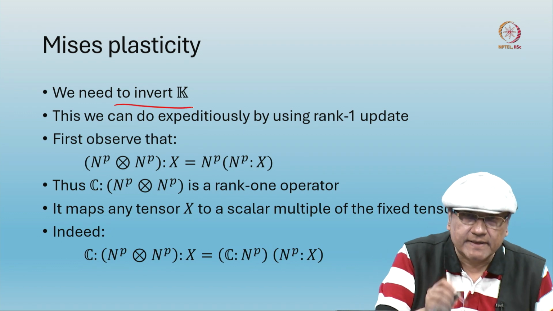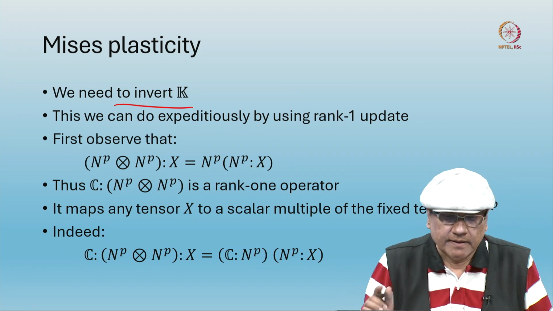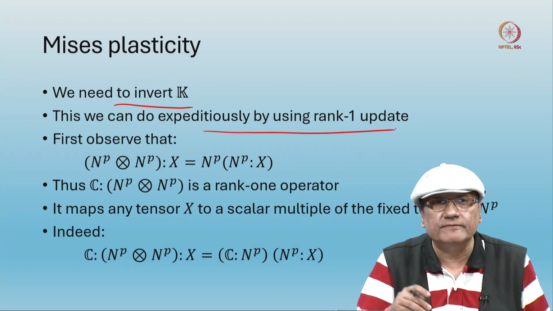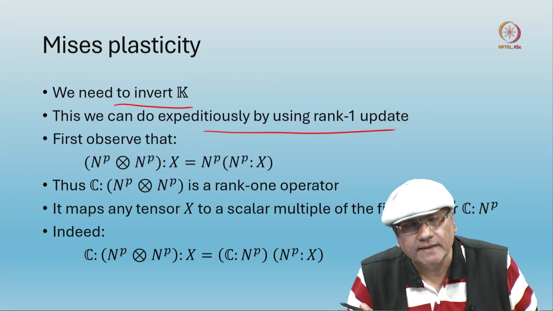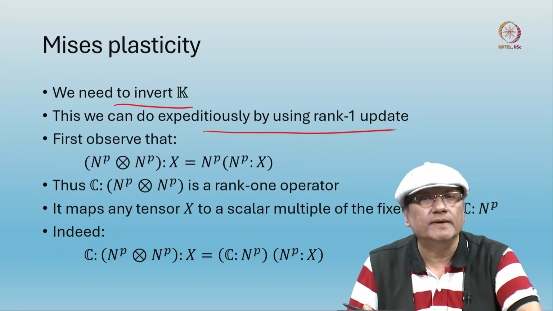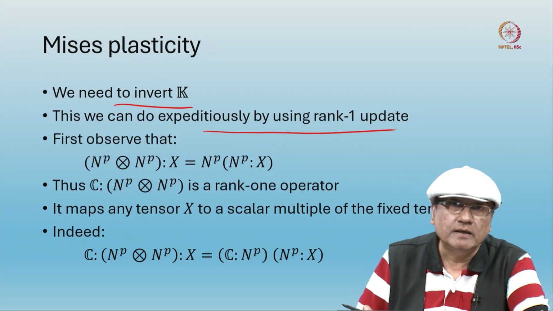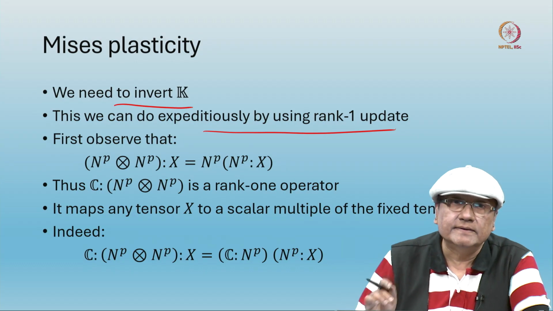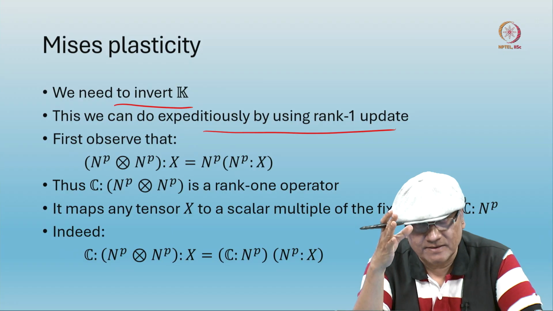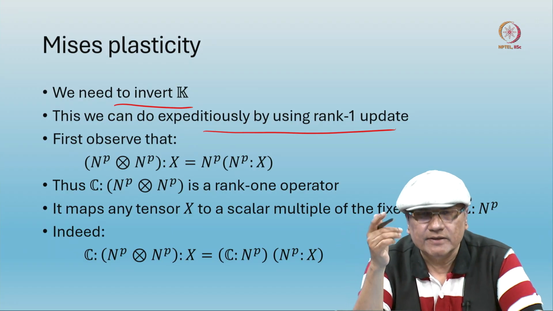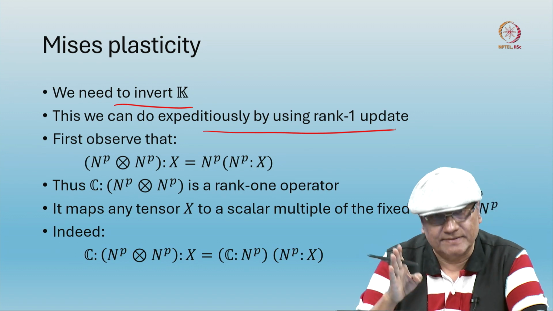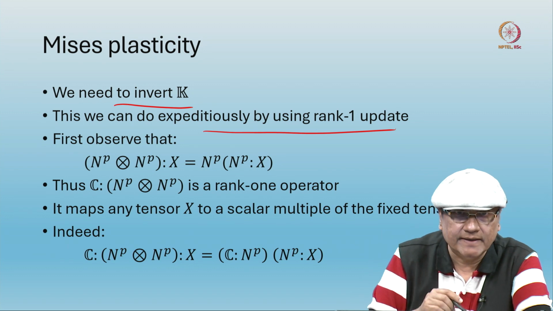So when we need to invert K, this becomes very important, to the extent that we can now do this inverse very rapidly and expeditiously using what is called a rank 1 update. It is also called the Sherman-Morrison-Woodbury type formula, okay. But here remember that the action of K is essentially on tensors, essentially on matrices, okay. So when I say a rank 1 update, it is rank 1 in terms of tensors, it is only in the direction of np, okay.